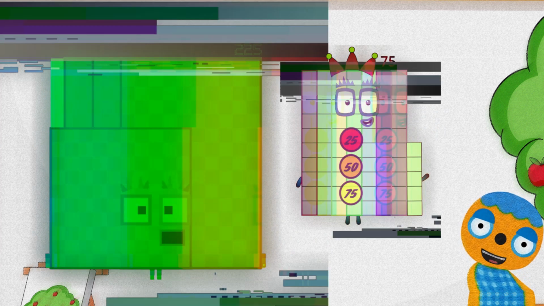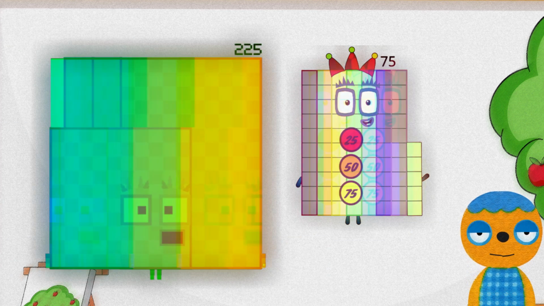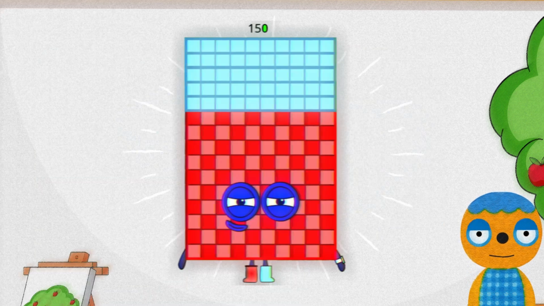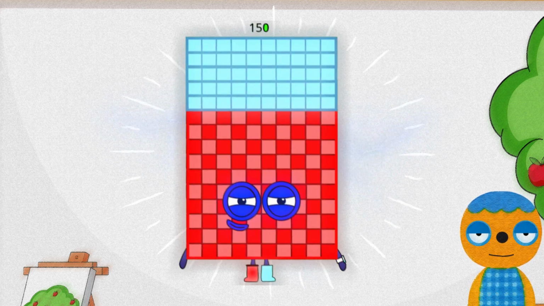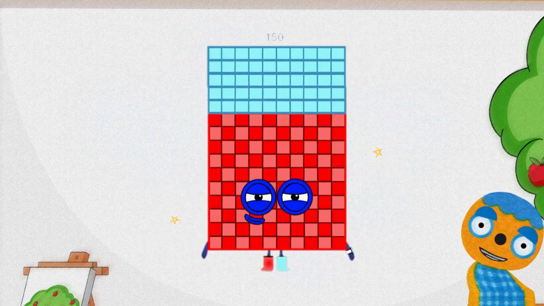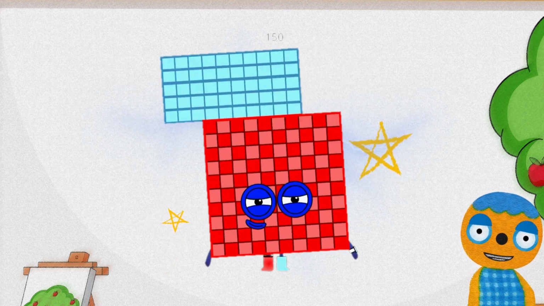Let's try if 225 steps down 75 blocks. What's next? 150. 225 says goodbye to 75, and 150 appears with a grin.